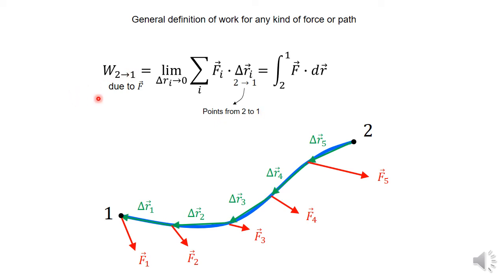But if you want to go from 2 to 1, then in this case the elements of length reverse. They go from 2 to 1. They point in the opposite direction, and you write the integral as integration from 2 to 1 of F dot dr.